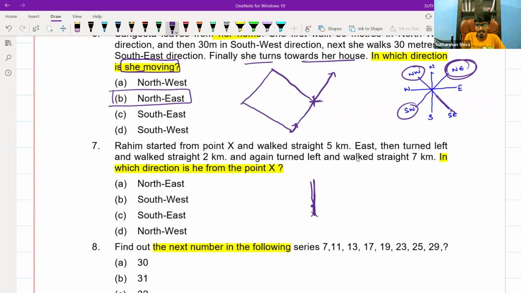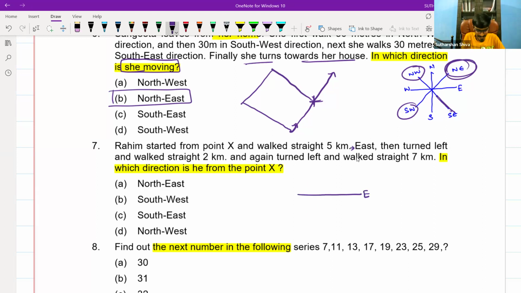Towards east he is turning, right? Where he is walking, Rahim is starting from a point X and walked 5 kilometers straight. This should be read in such a way that it should be continuous: 5 kilometers east. So he is walking 5 kilometers in the east direction.